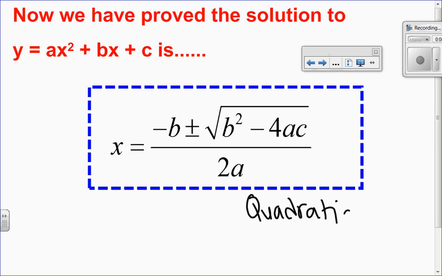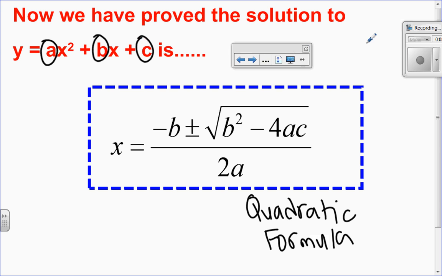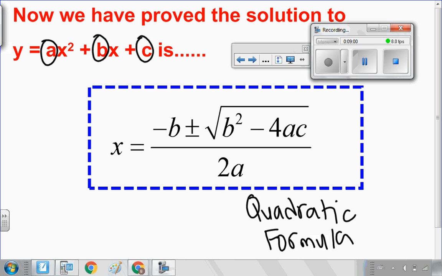So we can use the quadratic formula by using all of the coefficients a, b, and c of a general form quadratic, plug them into that equation, and get the exact value solutions of any quadratic. So I hope that helped and you understand where the quadratic formula came from.